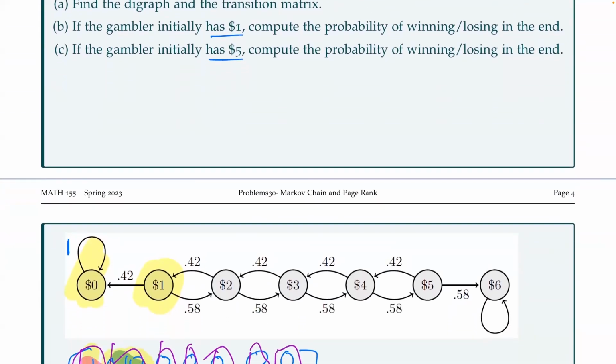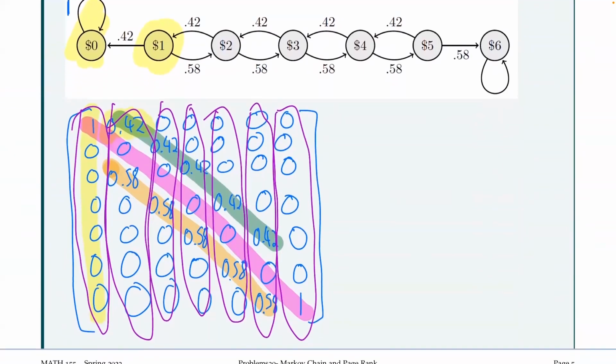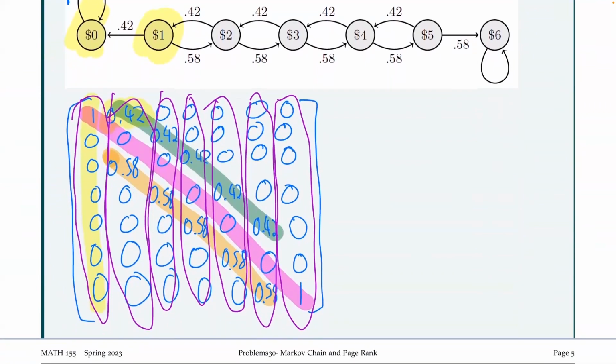Okay, let's think about part B. If the gambler initially has $1, compute the probability of winning or losing in the end. Here, if we work out the eigenvalues of this matrix, our eigenvalue lambda is equal to 1. We end up with 2 eigenvectors associated with this. We have a U1, which looks like this: 1, 0, 0, 0, 0, 0, 0.